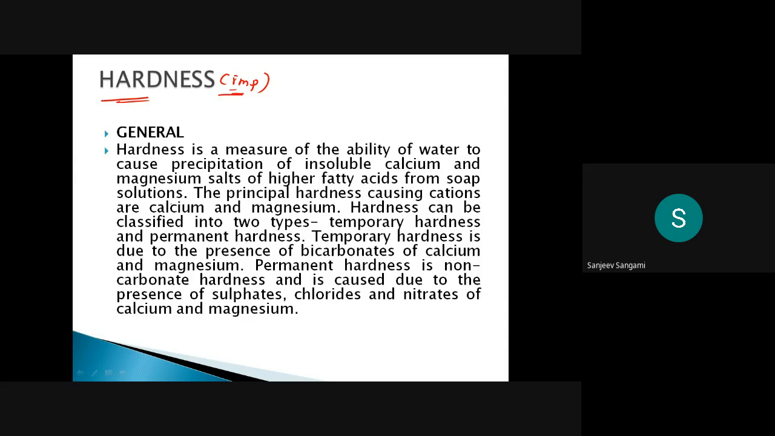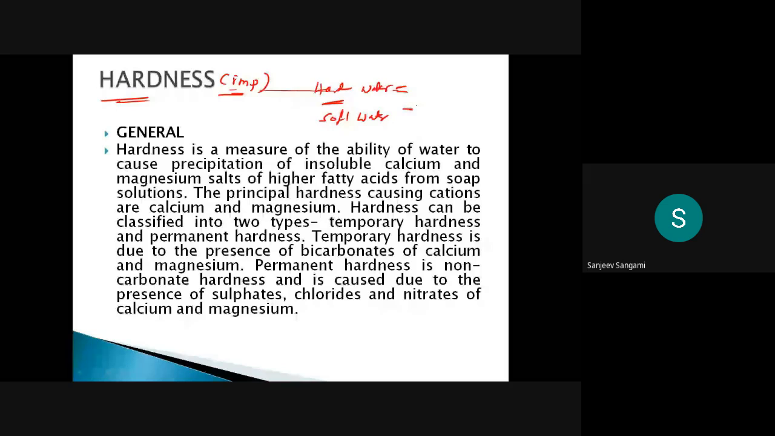So normally, what is hard water? This we'll discuss later. Hard water is when you take a soap and mix it with the water, and if it is not forming any lather, then it is hard water. Okay. If it is forming a foam or lather, then it is soft water. Hard water and soft water.